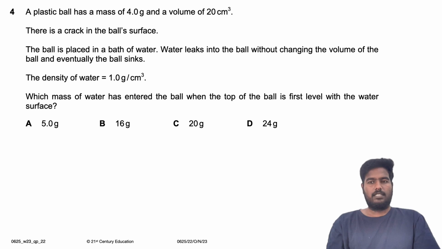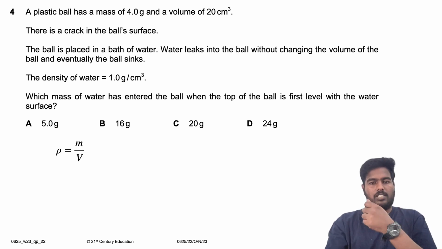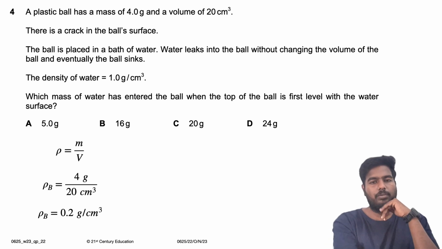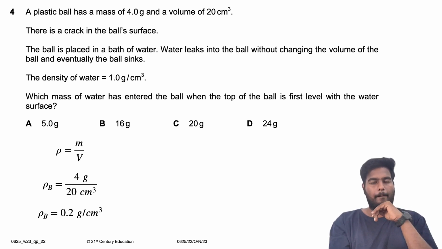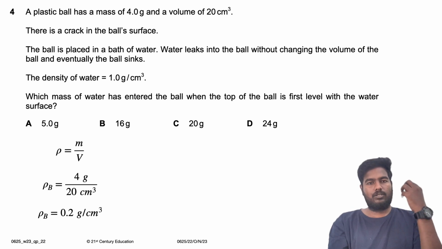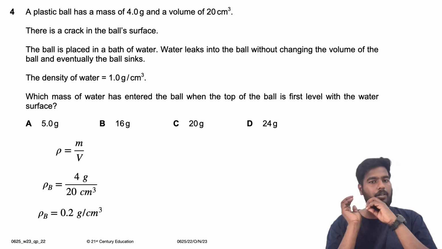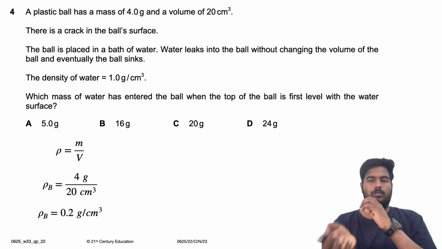Okay, let's break down the question. Initially the ball floats above the water. Why does it float? Obviously the ball's density will be less than the water's density. So let's see what the ball's density is. Density is mass by volume, we know. The ball's mass is 4 gram and the ball's volume is 20 centimeter cube. So density will be 4 divided by 20 centimeter cube, so 0.2 gram per centimeter cube. Now there is a crack in the ball, so the water leaks into the ball. The mass of the ball will increase, but the volume of the ball will not increase. It's the same as before.